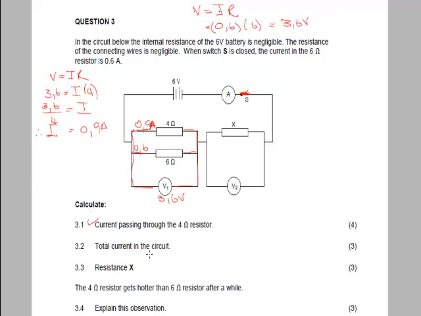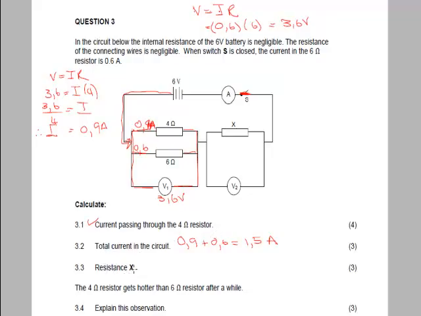Now it says the total current in the circuit. That's pretty easy, because the total current is just the sum of these two currents. The current comes along and splits, and some goes up here and some goes up here. Remember the voltmeter has such a high resistance that almost no current goes through it. So this is just 0,9 plus 0,6, which is 1,5 amperes. That is the total current going through the circuit.